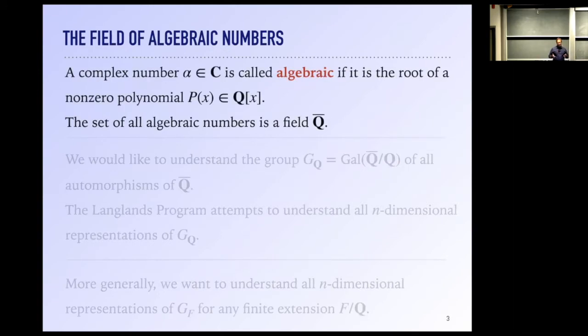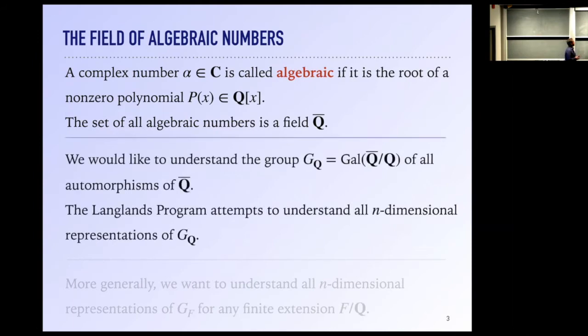Since this is a colloquium, I'm going to start from the foundations. A number is called algebraic if it is the root of a non-zero polynomial with rational coefficients, such as the square root of 2 or i, or the cube root of 2. And the set of all algebraic numbers forms a field, which we denote by Q bar.